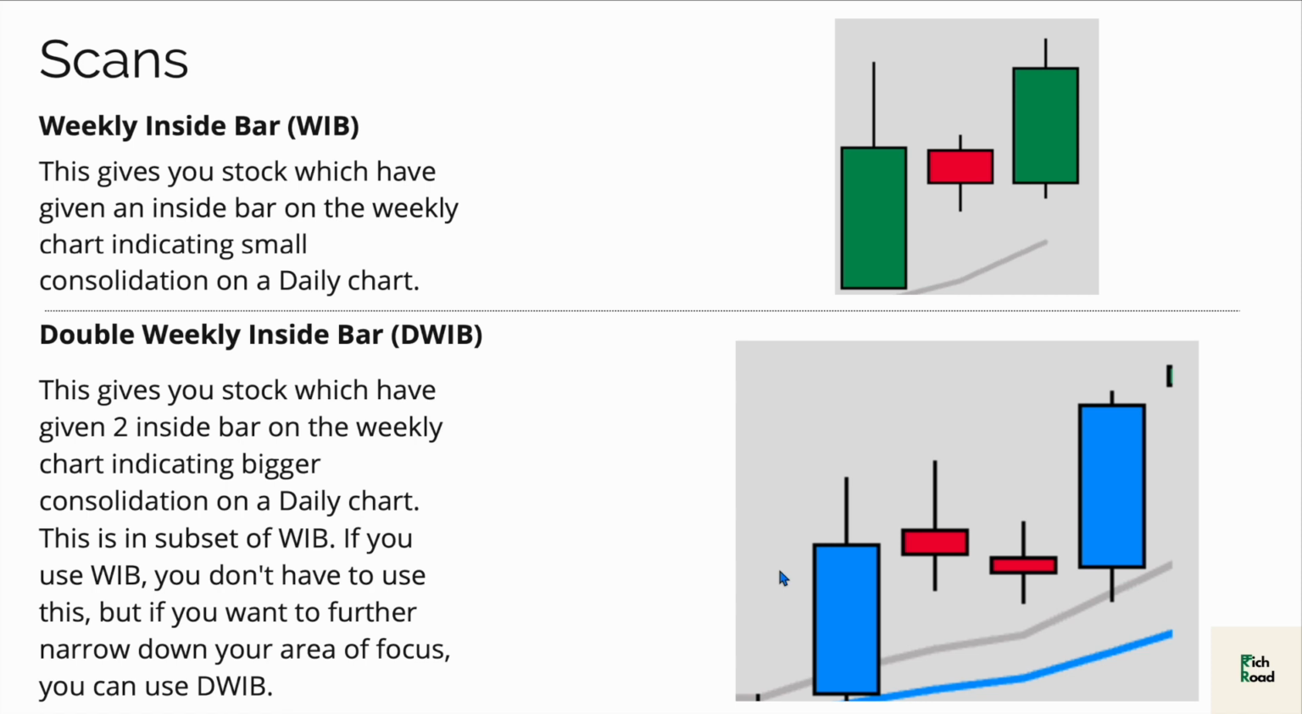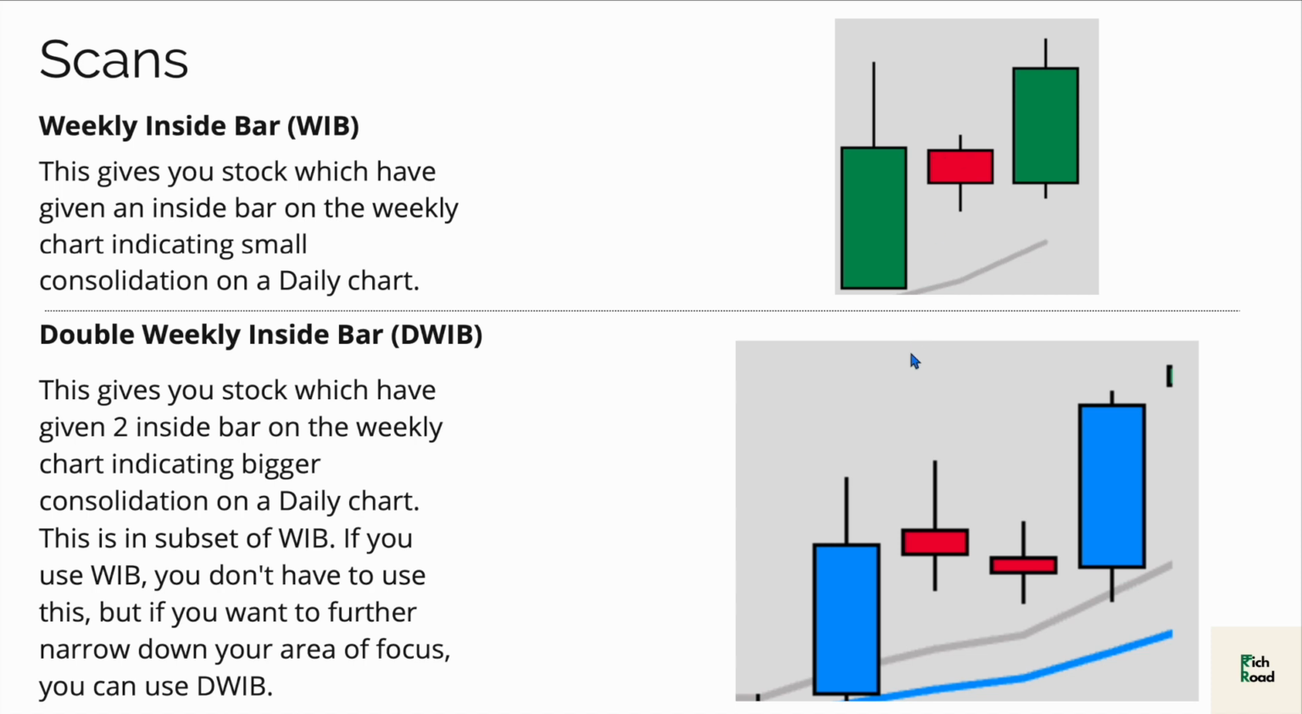What this will give you is this will scan for the stocks where this is the pattern you are seeing, right? A candle up and then an inside bar on the weekly chart. So this will give you all the stocks which are showing this kind of pattern here. And a weekly inside bar simply means that there is a small consolidation happening on a daily chart. This is the basic rationale behind the scan. The link to these scans will be in the description below.